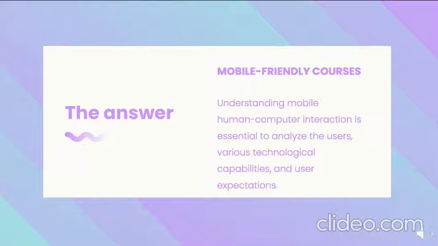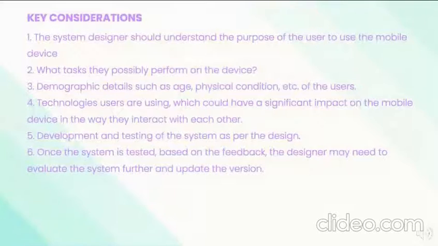Understanding mobile human-computer interaction is essential to analyze the user's various technological capabilities and user expectations. Some key considerations: the system designer should understand the purpose of the user to use the mobile device and what tasks they possibly perform on the device. Demographic details must be considered, such as age, physical condition of the users, etc., diversity, inclusion.